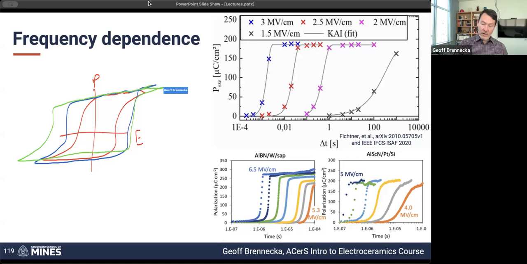Might even get to the point where I'm not fully able to saturate it. So maybe the total polarization doesn't quite get as high as it does at lower fields because they just don't give it enough time to fully saturate. So in this example, this would be going from, so that's increasing measurement frequency. So as we increase the frequency, the apparent coercive field is going to grow.